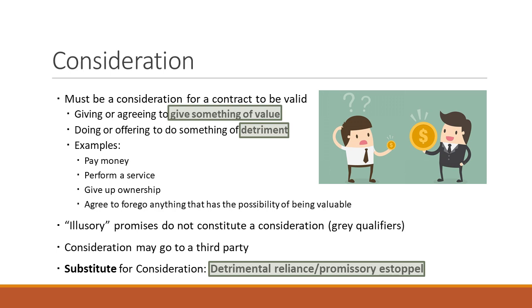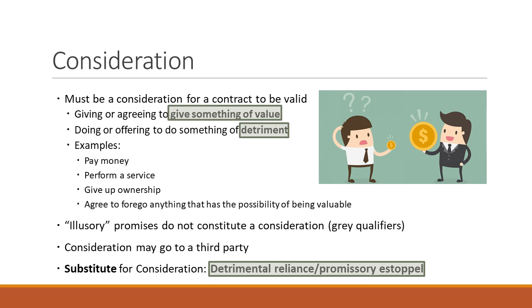All right. Okay, the next element. So we have offer, we have acceptance now, and they have to be mirrored, and there may be counter offers and otherwise. Now, the next part is what's called consideration. You need to have consideration between the parties to be a valuable contract.